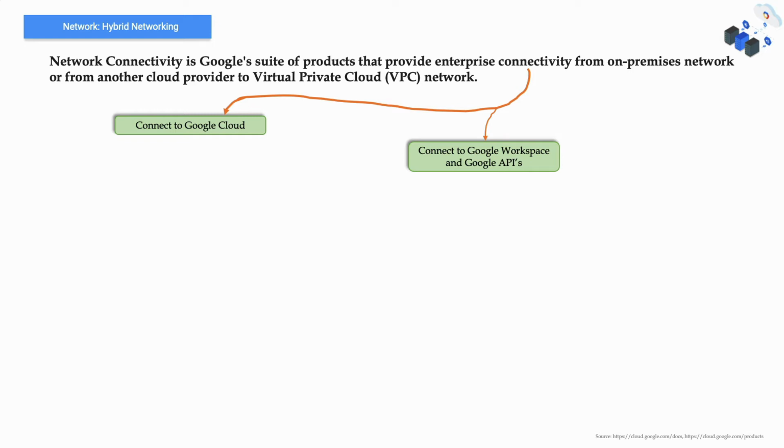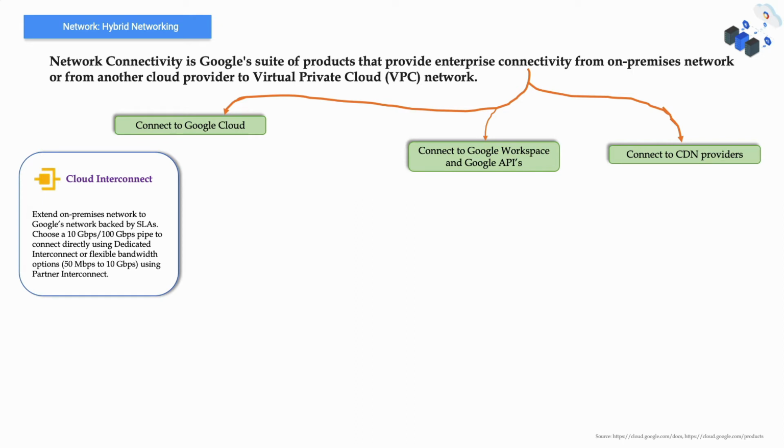By Google Workspace, I mean if you're using the Gmail suite of products. Google APIs, it could be YouTube, Maps, or any of the Google products where you access it using their APIs. And you should be able to connect to the CDN providers, which is the delivery network. When it comes to connecting to Google Cloud, you have an option of Cloud Interconnect, which provides low latency and highly available connection to Google Cloud.